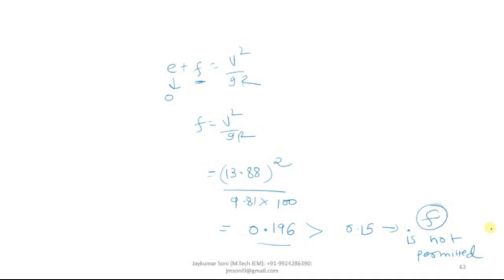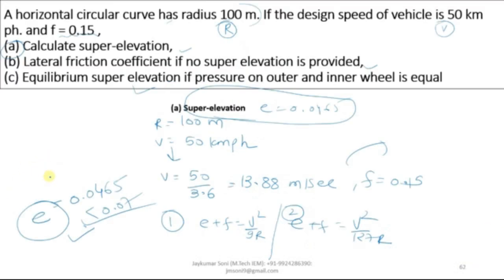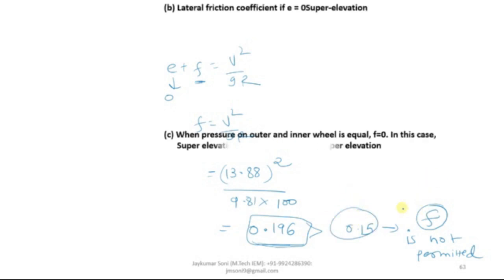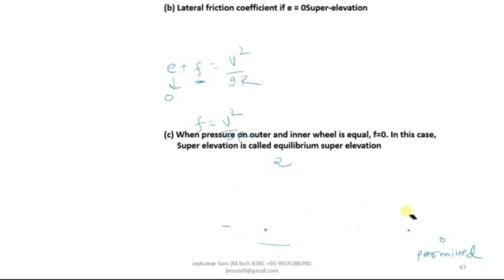Look, the criteria of E is satisfied, so you can write over here that E is permitted. But the calculation of F states that the value of F found is 0.19, which is greater than 0.15, so F is not permitted. And the another calculation is to calculate the value of equilibrium super elevation.